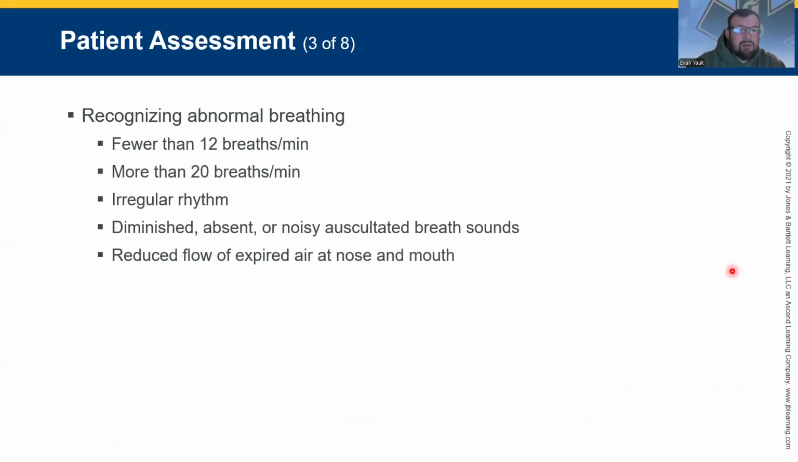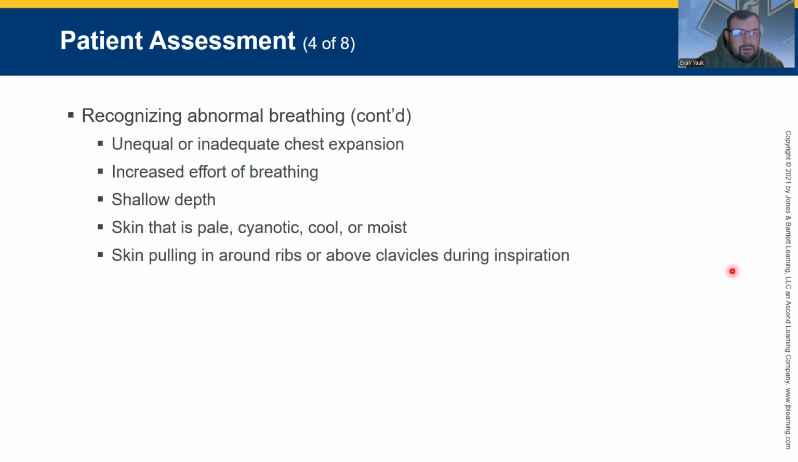Once again, recognizing abnormal breathing: fewer than 12 breaths a minute, more than 20 breaths a minute, irregular rhythm, diminished, absent, or noisy auscultated breath sounds, reduced flow of expired air at the nose and mouth. Recognizing abnormal breathing also includes unequal or inadequate chest expansion, increased effort of breathing, and shallow depth.